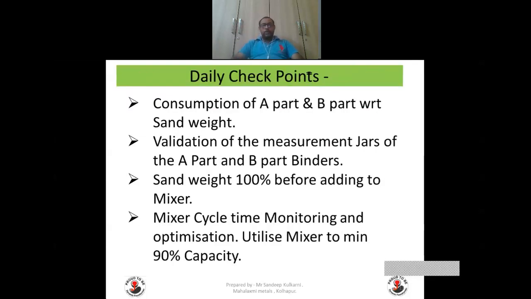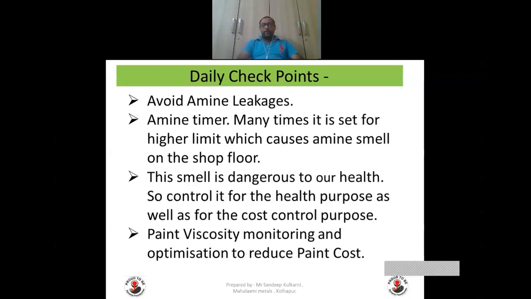Daily checkpoints: consumption of A part and B part with respect to sand weight. Validation of measurement jars of A part and B part binder. Sand weight control, 100% weighing before adding to mixer. Mixer cycle time monitoring and optimization will help you in reducing your power cost as well. Utilize mixer to minimum 90% capacity.